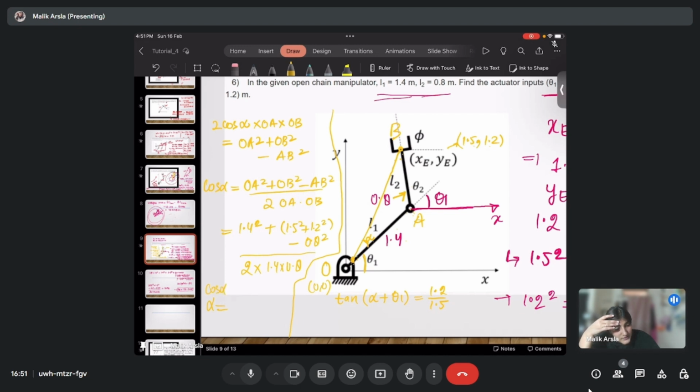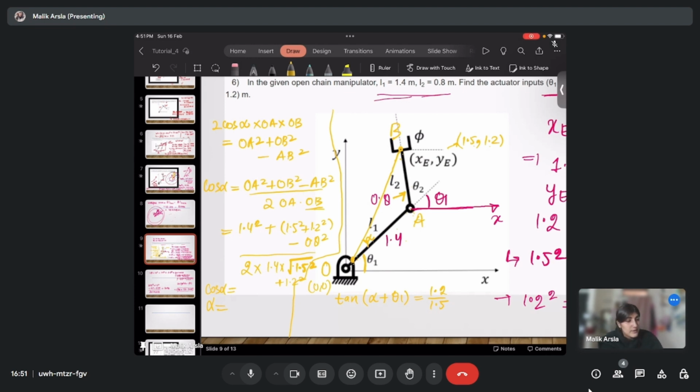What is the value of cos alpha? Oh, this is not OB. I'm sorry, I'm really sorry. This OB is, if I write OB here, OB will be under root of 1.5 square plus 1.2 square. Right? This is OB again. I accidentally wrote AB here.